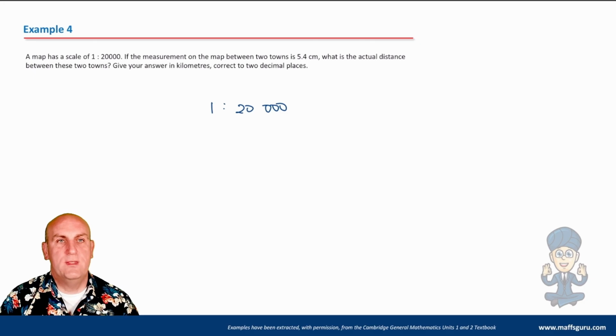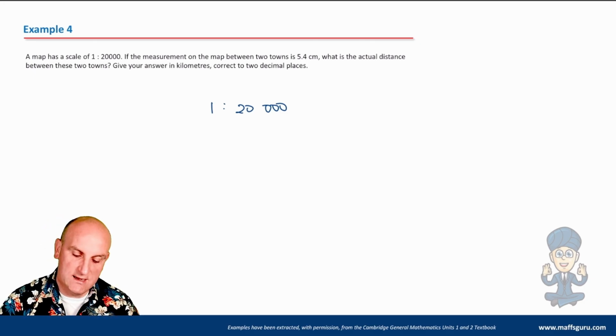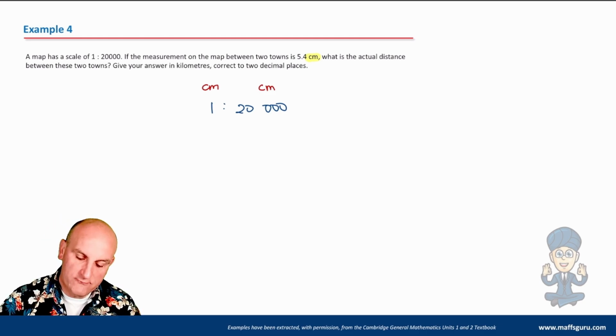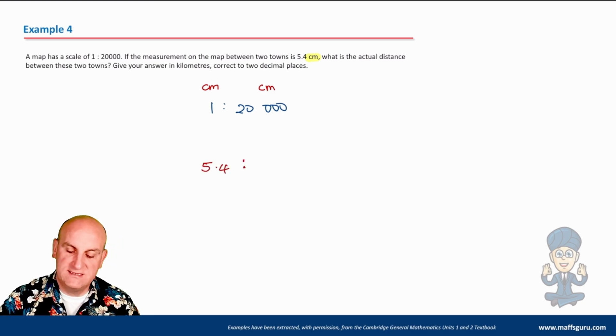So if the measurement on the map between two towns is 5.4 centimeters. There we go. So that's the important part of my question, centimeters. So now I'm going to write centimeters above there and centimeters above there. Right, what is the actual distance? So they've given me the map distance. So I now know that I've got 5.4 centimeters on my map. And I'm going to try and work out what that means in real life.